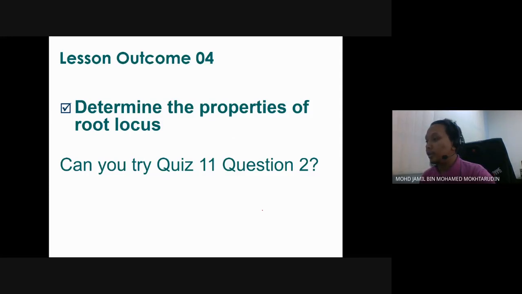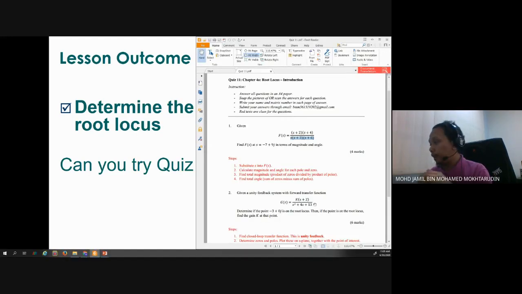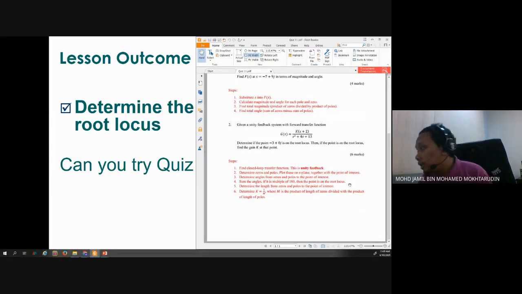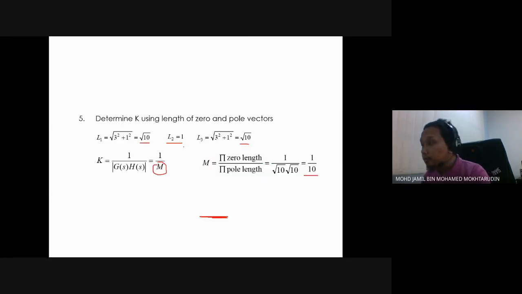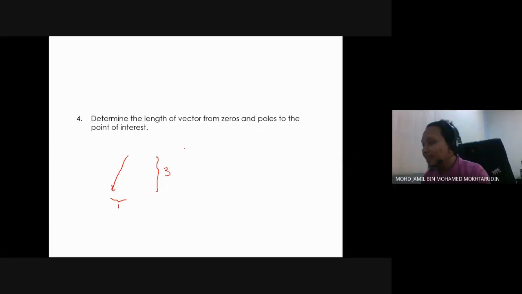You can try quiz 11 question number 2 to see whether you understand, and if you have problems, just ask me, okay? So question 2, quiz 11. You have this forward transfer function for unity feedback. Determine if the point -3 plus 0j is on the root locus. It seems similar to the question just now. Yes sir, the same.